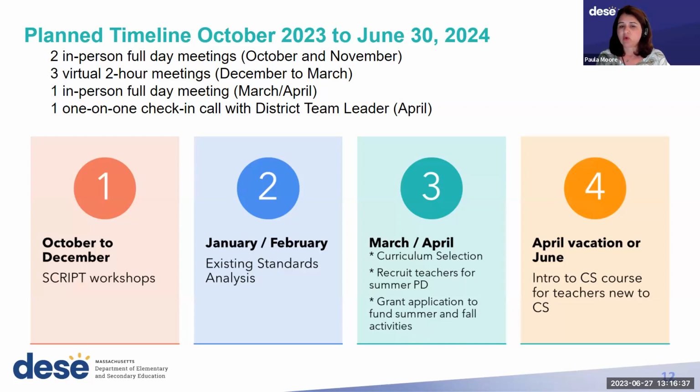And then we'll have a one-on-one, just maybe 1-hour check-in call with your district team leader to finalize PD plans for the summer. So in that March-April timeframe, you'll need to start recruiting teachers for your summer PD. We find that if we wait too long, then they have other summer jobs or they have other obligations that don't allow them to take that PD during the summer. Also in this March-April timeframe, we're going to open up the continuation grant that you'll apply for that will fund the summer PD and fall activities.